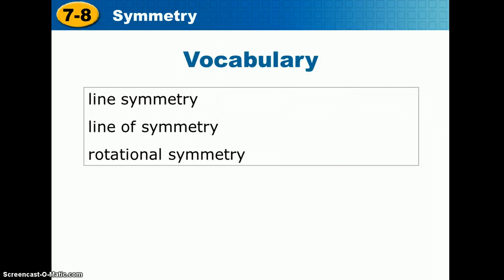Our objective is to learn to identify symmetry in figures. Our vocabulary for today's lesson is line symmetry, line of symmetry, and rotational symmetry. Those will be the things that we will be talking about and defining as we go along.